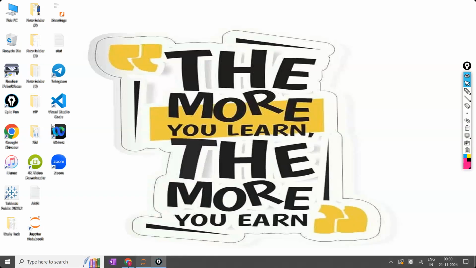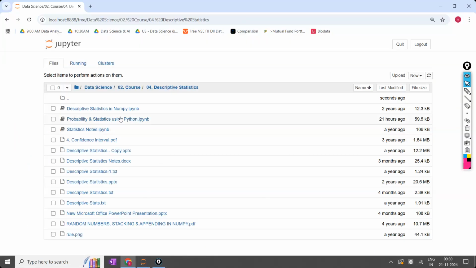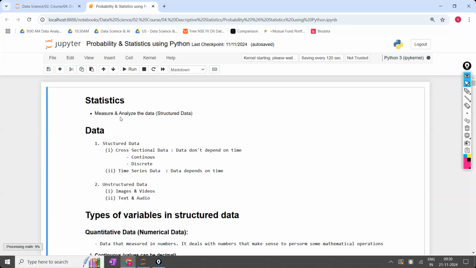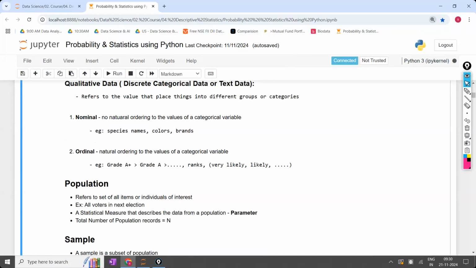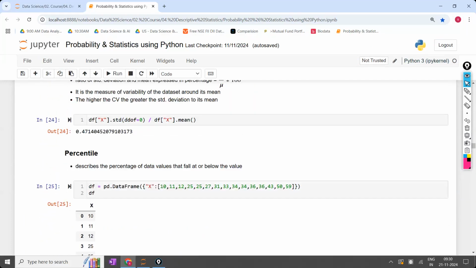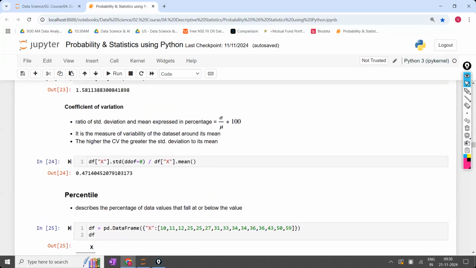Done. So in the last class, we were discussing descriptive statistics. Within descriptive statistics, we have seen measures of spread or measures of dispersion. And in terms of measures of dispersion, we were discussing the percentile concept. So let's continue from here with the percentile.